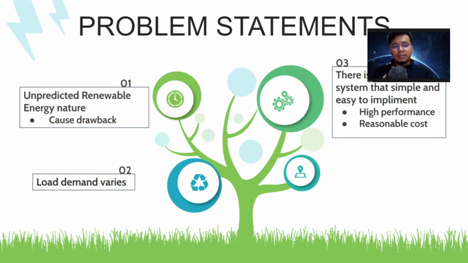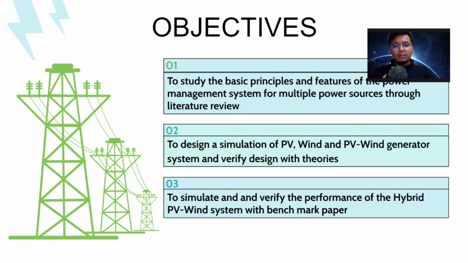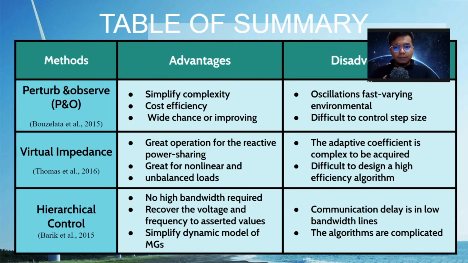and has reasonable cost. The objective of the FYP is to study the basic principle and features of the power management system for multiple power sources through literature review. The second one is to design a simulation of PV, wind, and PV wind generator system and verify the design with theories. The third one is to simulate and verify the performance of the hybrid PV wind system with a benchmark paper.